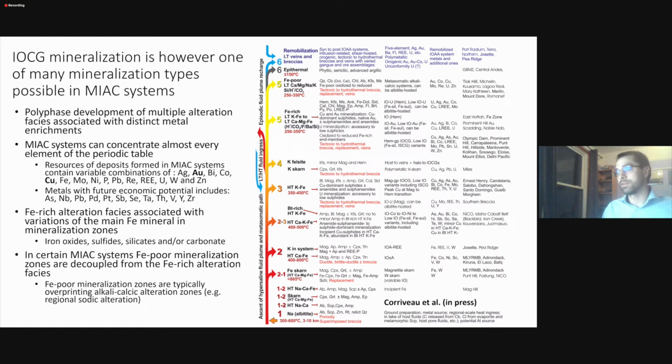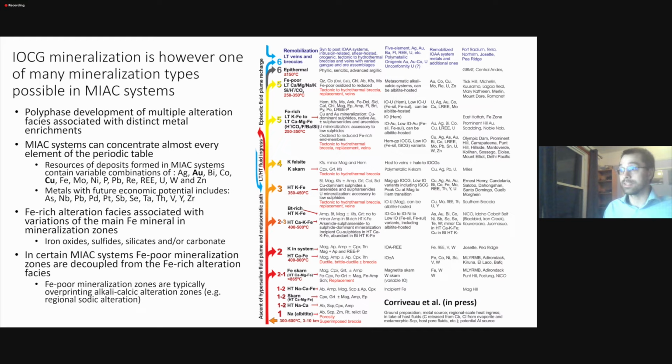Sometimes it's going to come with iron oxides, but in many other cases, it's going to come with iron sulfides, so either pyrite or pyrrhotite, iron silicates, so it can be amphibole, biotite, chlorite, and then carbonates, so it can be iron carbonates like siderite, which are becoming the main expression of this iron-rich alteration that is characteristic of the system. And now what is emerging as well is that in certain zones of these metasomatic iron and alkali-calcic systems, there are zones of iron-poor mineralization that are decoupled from the iron-rich alteration facies, but the formation of this iron-poor mineralization is still associated with the formation of the system.